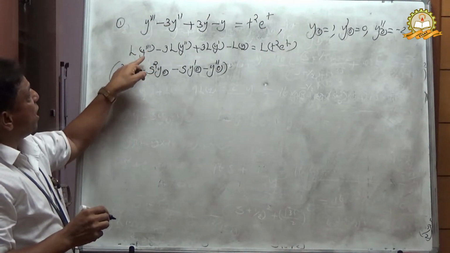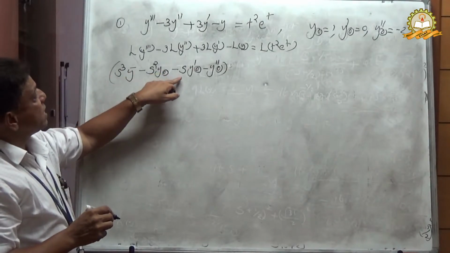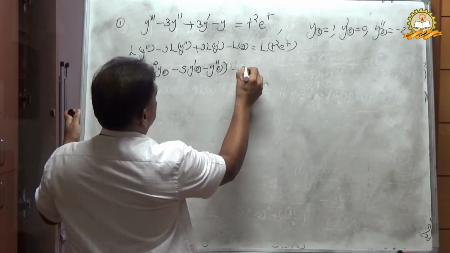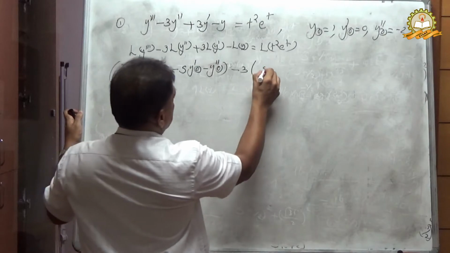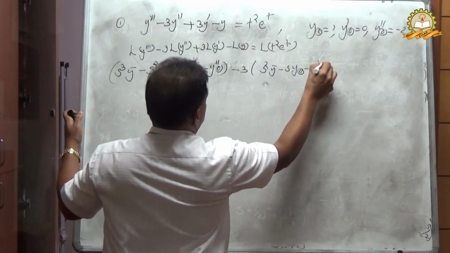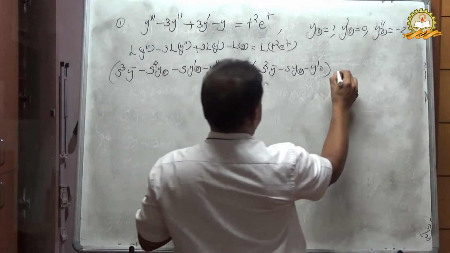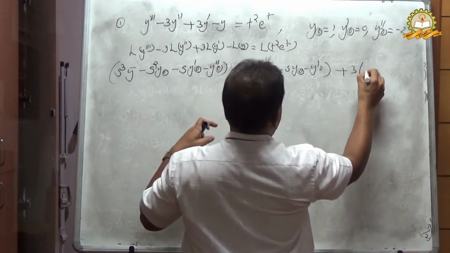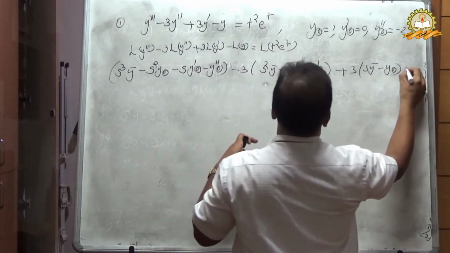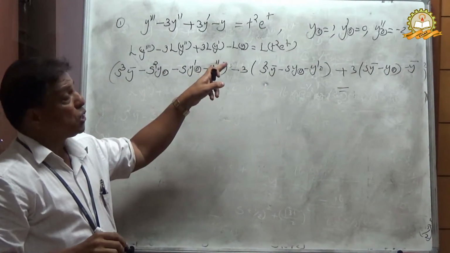Therefore, L of y triple dash can be taken as s cube y bar minus s square y(0) minus s y dash 0 minus y double dash 0, minus 3 into L of y double dash, which is s square y bar minus s y(0) minus y dash 0. This is for L of y double dash, plus 3 into L of y dash, which is s y bar minus y(0), minus y bar, is equal to the right hand side, L of t square e raised to t.